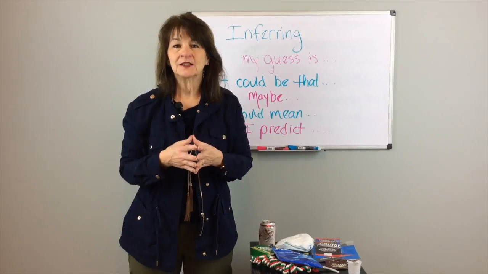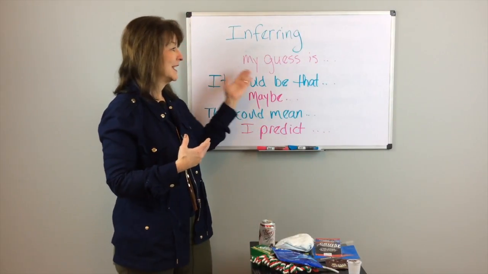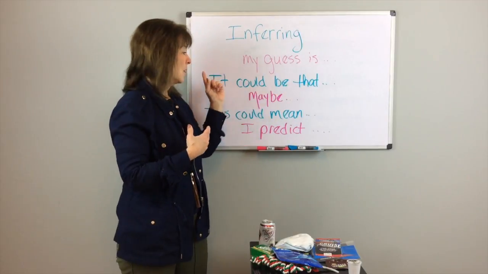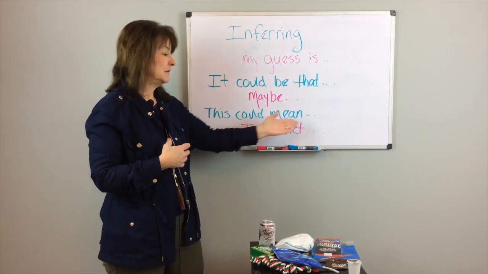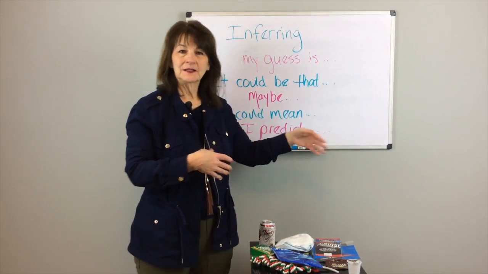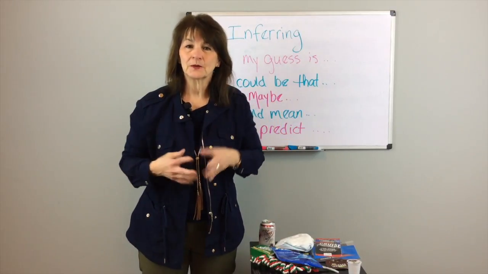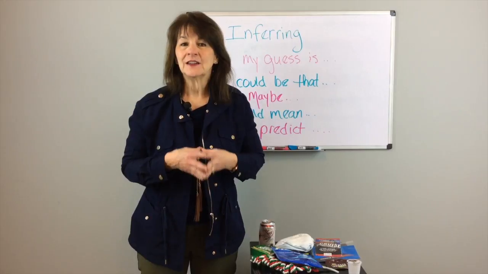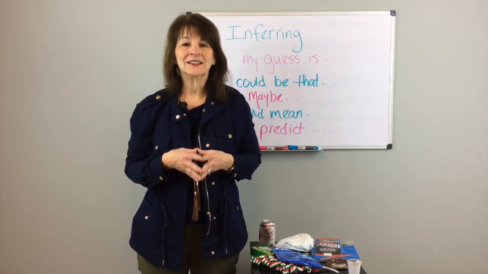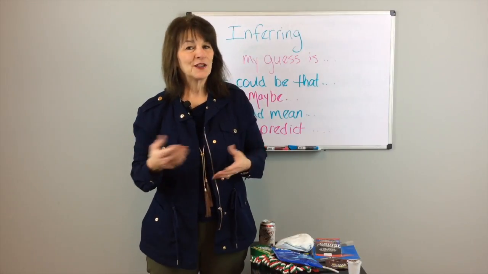So once you introduce the concept of making inferences, you can create some thinking stems available in your classroom for your students. So they would include things like my guess is, it could be that, maybe, this could mean, I predict, perhaps. These are all the stems that you can have your students use while they're reading. Try some of these ideas from Tanny McGregor and see if you can help your students understand and begin to master the reading concept piece of making inferences while they're reading.